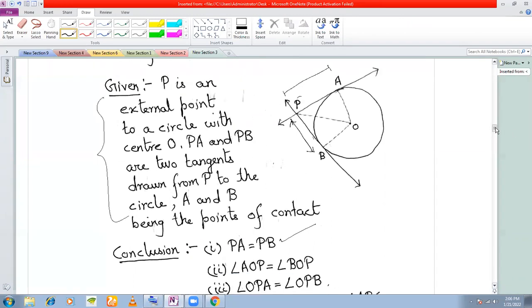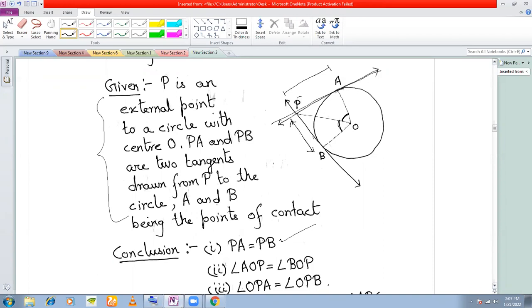The next conclusion is that the tangents subtend equal angles at the center of the circle. The angle subtended by the tangent with point of contact A subtends an angle at the center, this. And the other tangent subtends this angle. These two angles must be equal.